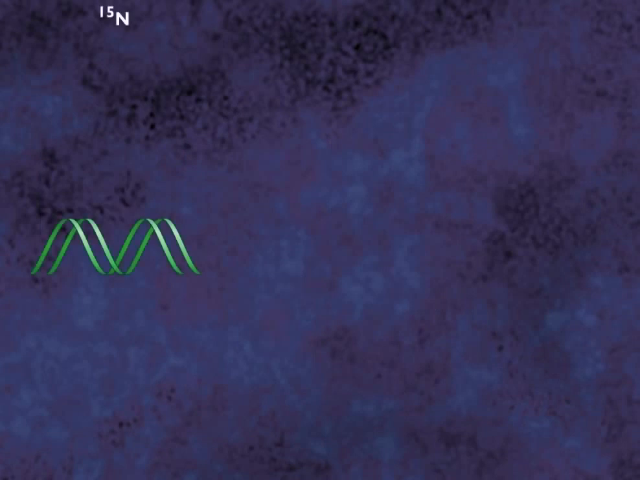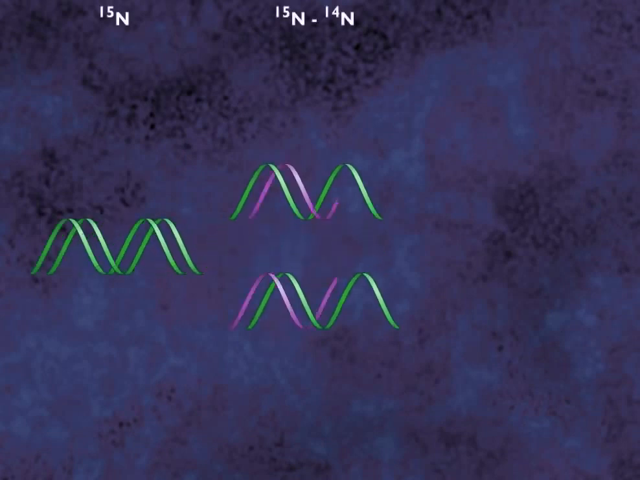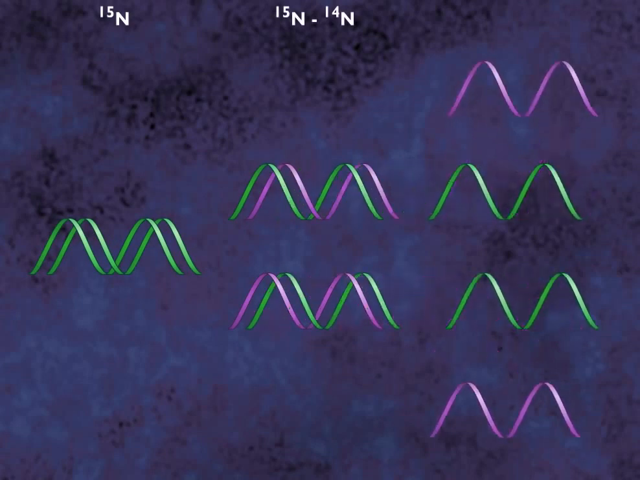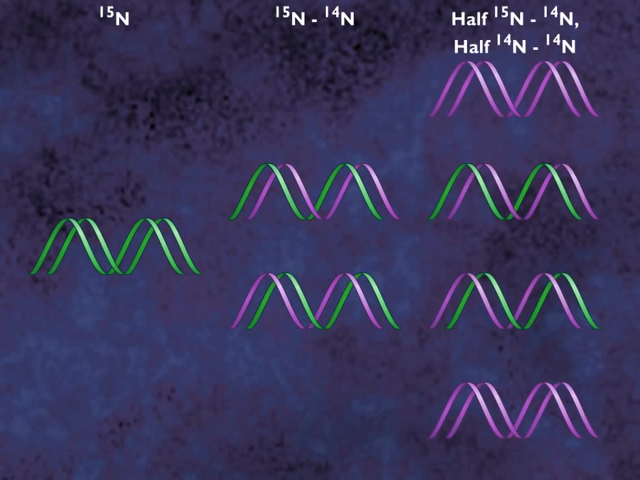Meselson and Stahl concluded that replication of the DNA duplex involves building new molecules by separating parent strands and then adding new nucleotides to form the complementary strand on each of these templates.